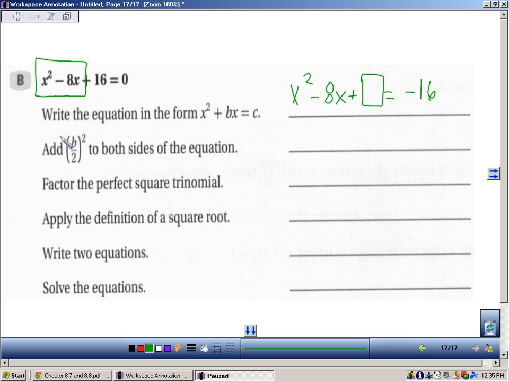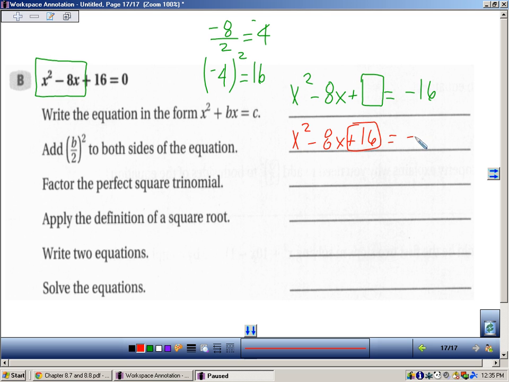So let's find this value by using this technique. Okay. So what is b over 2 squared? Well, that's going to be half of negative 8. So half of negative 8 is negative 4. And negative 4 squared is 16. And so we add 16. Okay, so I'll write this out. So you end up with x squared minus 8x plus 16, that's what we just found there, positive 16, equals negative 16 plus 16.